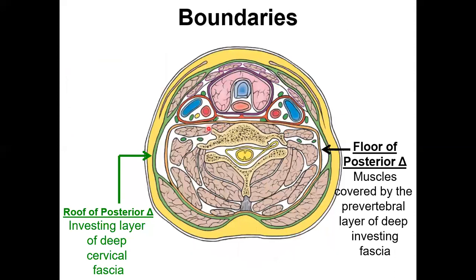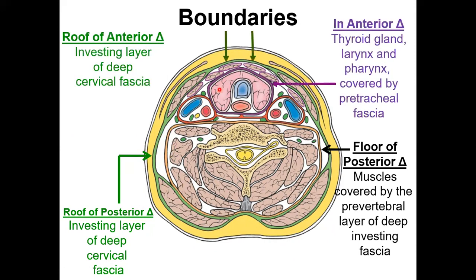For the floor and the roof of the posterior triangle, you can see here, the roof is the investing layer of deep cervical fascia, and the floor is the prevertebral fascia. So roof, investing layer, floor, prevertebral layer. For anterior triangle, again, the roof is the investing layer of the deep cervical fascia, but the floor this time is your pretracheal fascia.